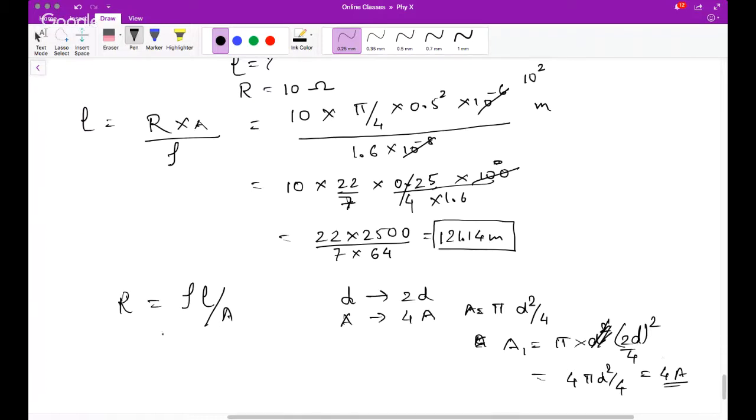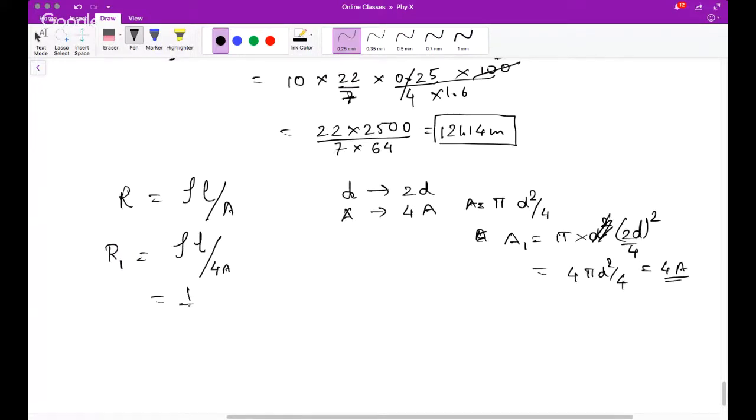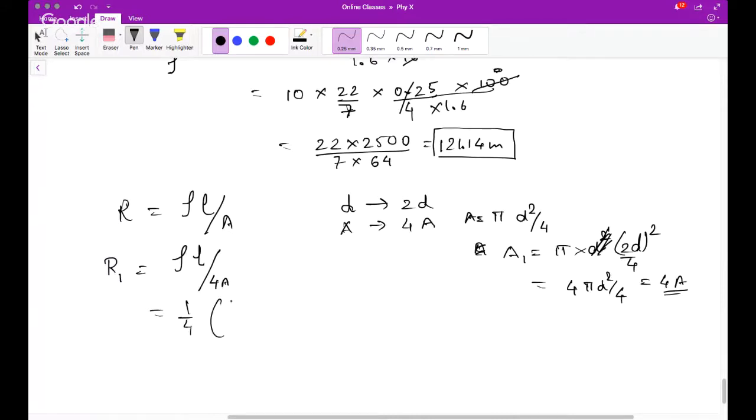So hence new resistance R1 will be equal to rho remains the same, length remains the same, and A has become 4A. So this will be nothing but 1 upon 4 rho L upon A, which is 1 by 4 R. So hence resistance decreases 4 times. Okay. So fair enough, guys.